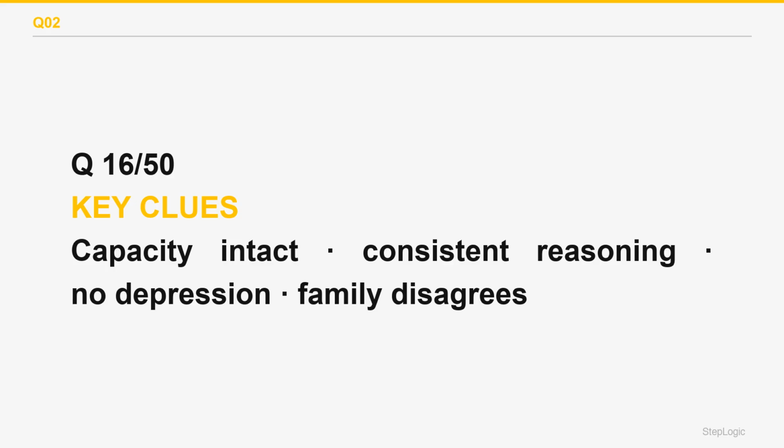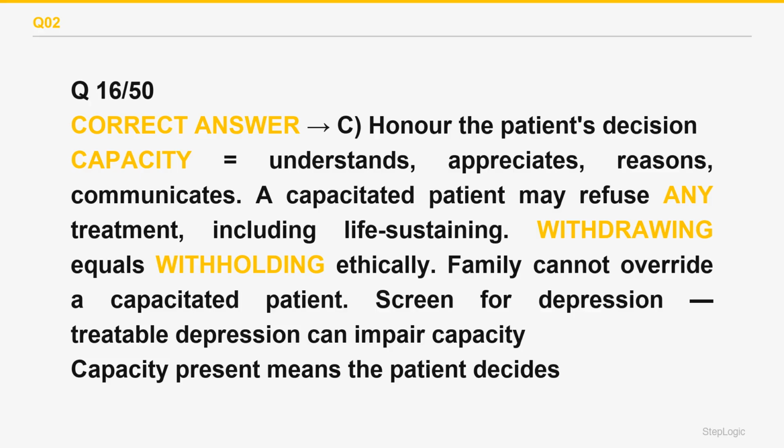Autonomy therefore governs, and a competent patient's decision cannot be overridden by a family member, however sincere. Choice B would substitute a surrogate for a patient who does not need one, since surrogates act only when capacity is lost. The correct answer is C. The depression screen is not a formality and is the detail that makes this question answerable rather than reflexive. Untreated depression can distort the appreciation component of capacity, and a refusal driven by treatable illness deserves treatment first. It was explicitly excluded here, which removes the basis for choice D.